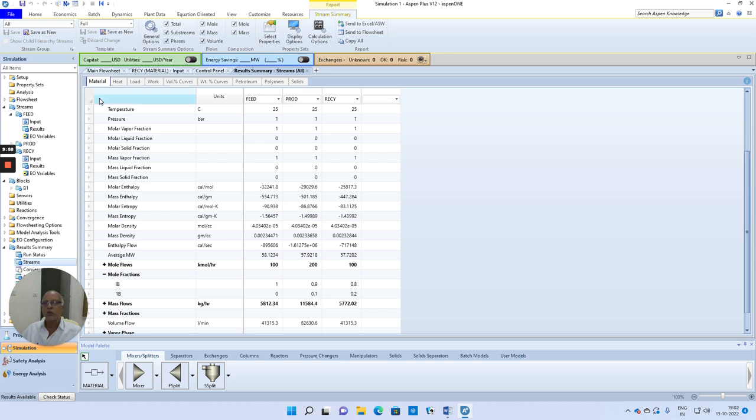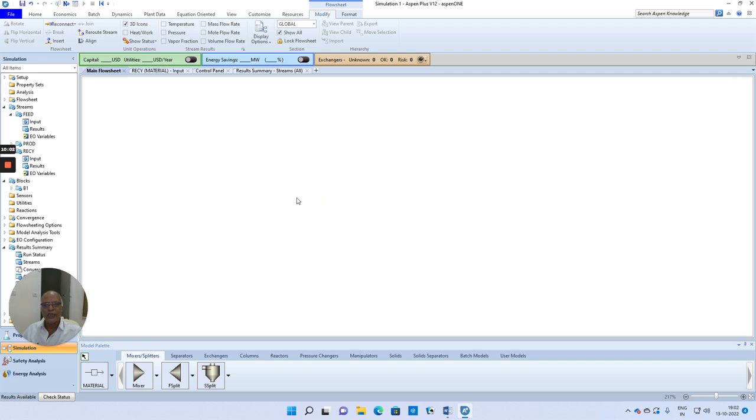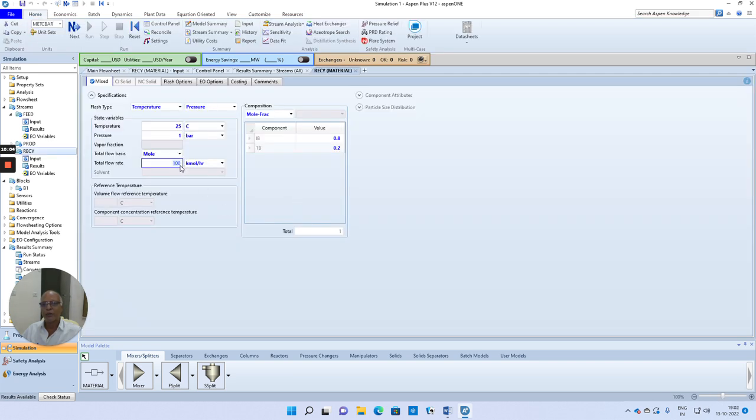So how are we going to solve this problem? Because we started with an initial assumption, let me make another assumption for this, maybe some 50, and run the problem again.